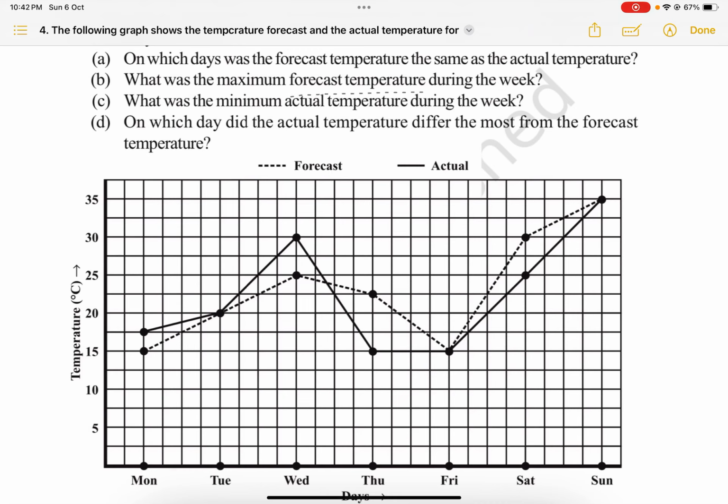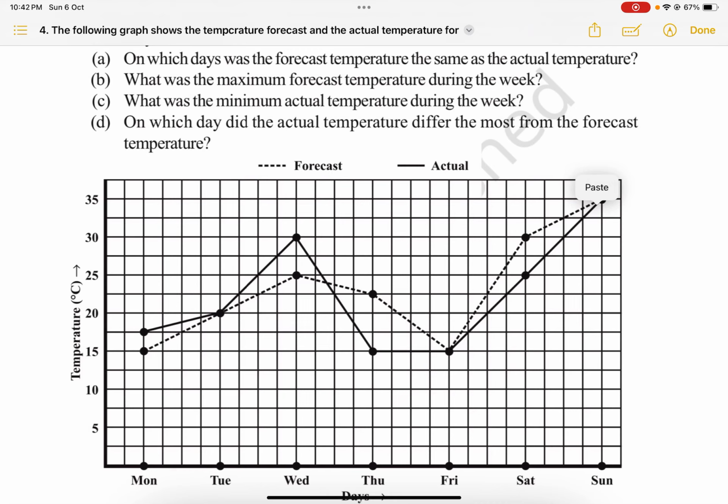What was the maximum forecast temperature during the week? Forecast is the dotted line, so see where it is maximum. The maximum temperature is on Sunday, 35 degrees centigrade. This is the maximum temperature during the week, on Sunday it is more.